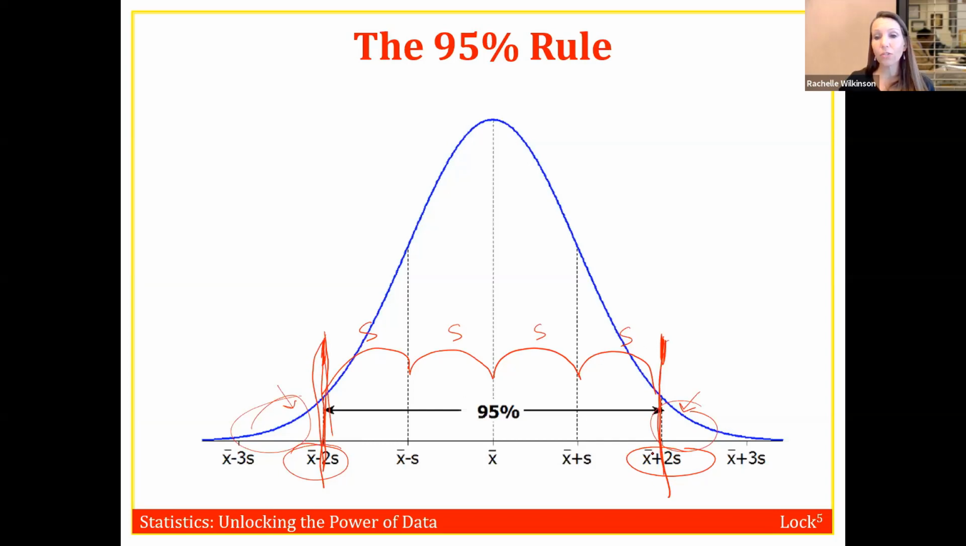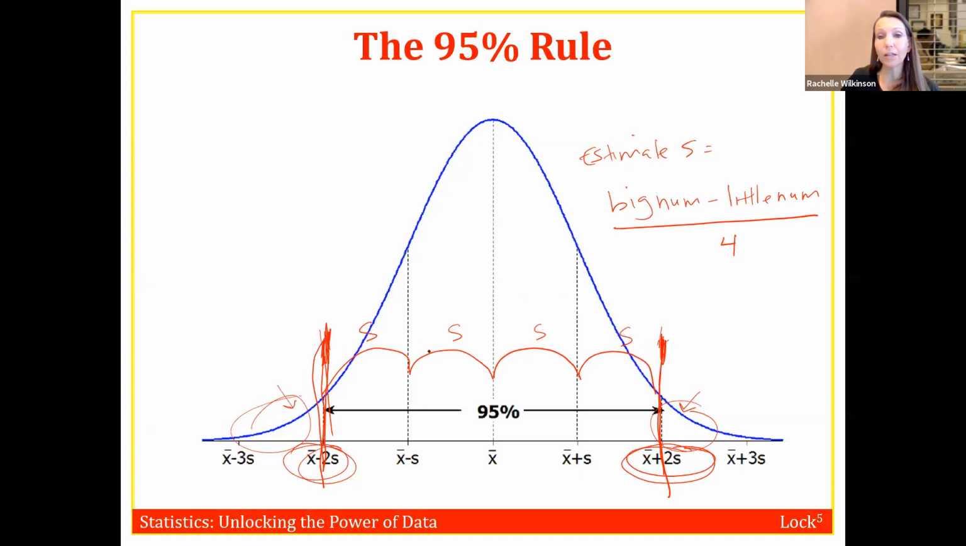Okay, I look at where those lines cross the x-axis. I'm going to have a big number and a little number. So to estimate S, what I'm going to do is take the big number, subtract the little number, and divide by 4. Okay, why am I dividing by 4? Because the distance from the little number to the big number is 4 of these S's. It's 4 standard deviations. So I'm going to divide by 4. And this is the formula all the time to do this estimate for the standard deviation.